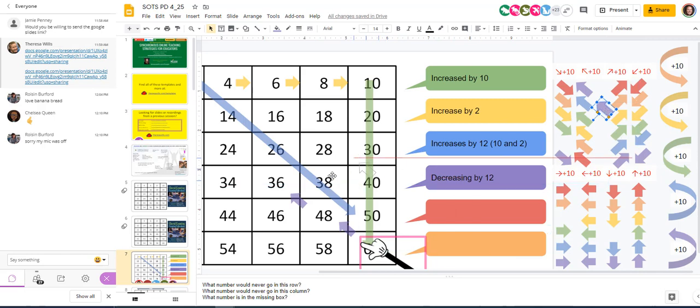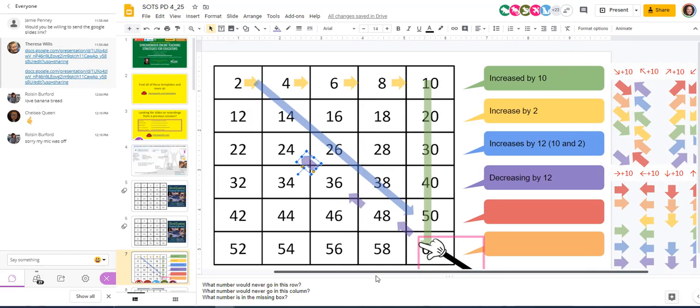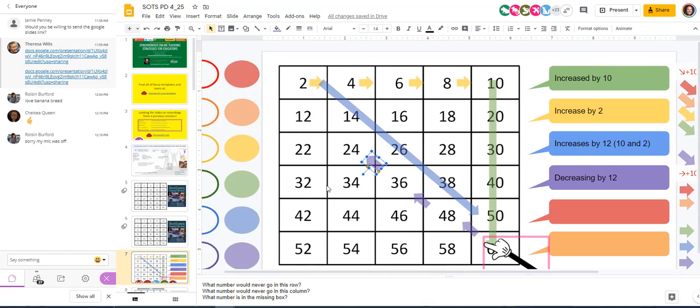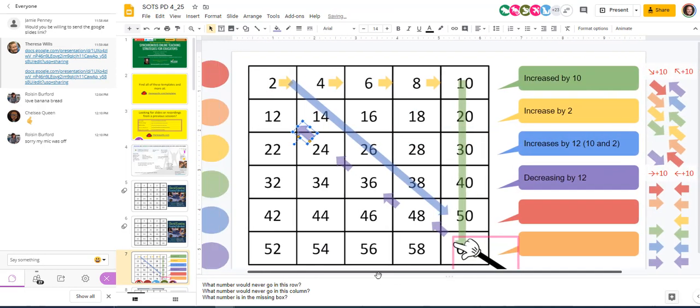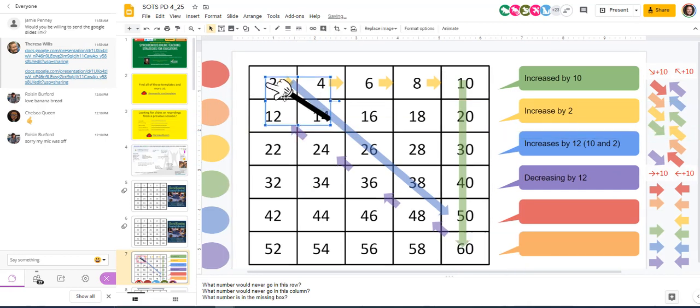Rachel, what do you notice? I was just going to add on to what the previous two women had said, either adding or decreasing by 12. I noticed that we add 1 to the tens place and 2 to the ones place.